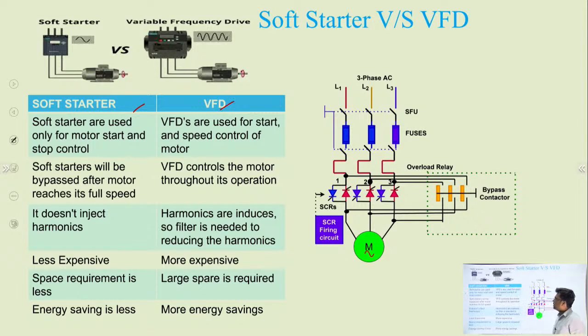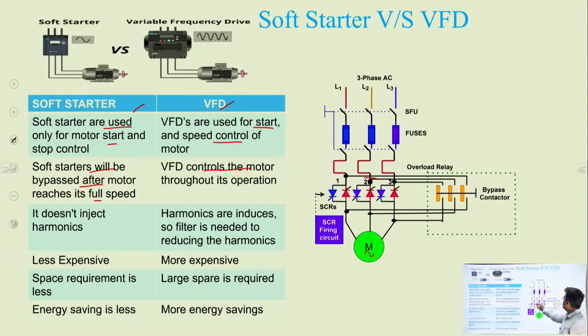So this starter is basically used in industry, or a VFD will be used. As I discussed earlier, a soft starter is used for motor start and stop, but a VFD can be used for start and speed control throughout the operation. A soft starter will be bypassed after the motor reaches full speed, but the VFD controls throughout. This is the circuit you can find.